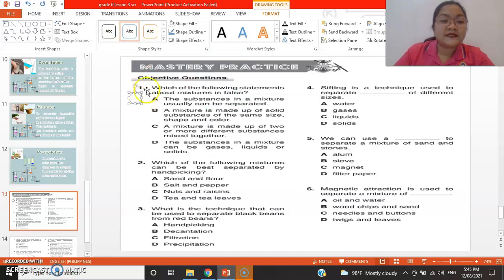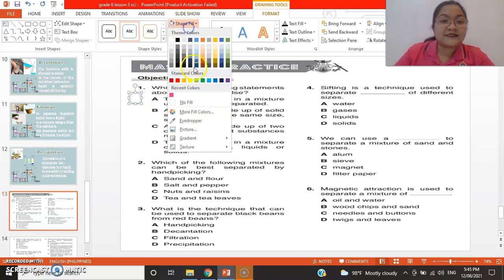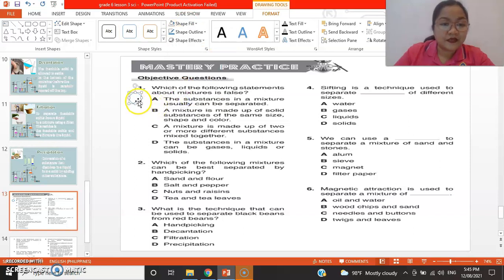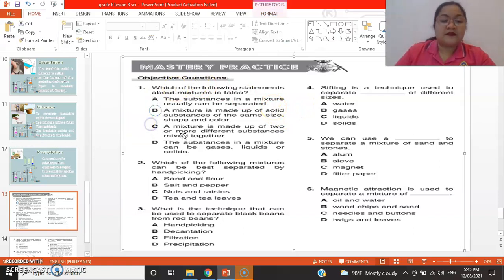What is the correct answer? Very good. Letter B. Why? Because a mixture can be solid and liquid. Very good.